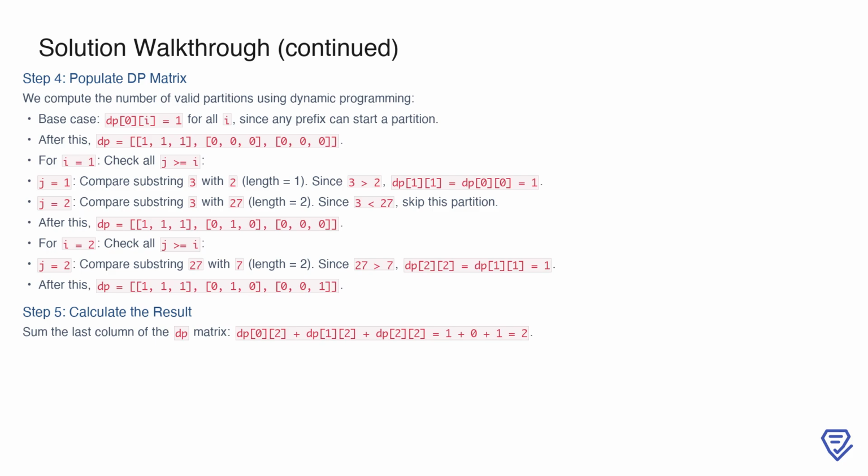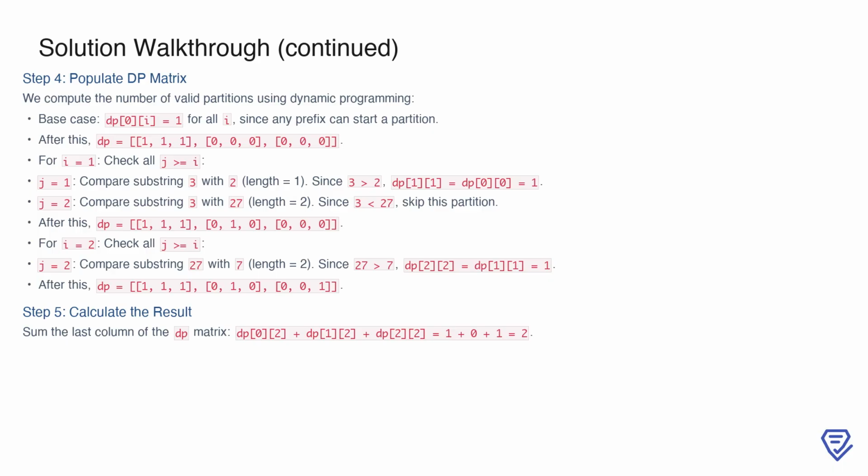Next, for i equals 1, we examine all j values where j is greater than or equal to i. For j equals 1, we compare the substring 3 with 2. Since 3 is greater than 2, we set DP[1][1] equal to DP[0][0], which is 1. However, for j equals 2, the substring 3 is less than 27, so this partition is skipped. The updated matrix becomes 1, 1, 1, 0, 1, 0, 0, 0, 0.